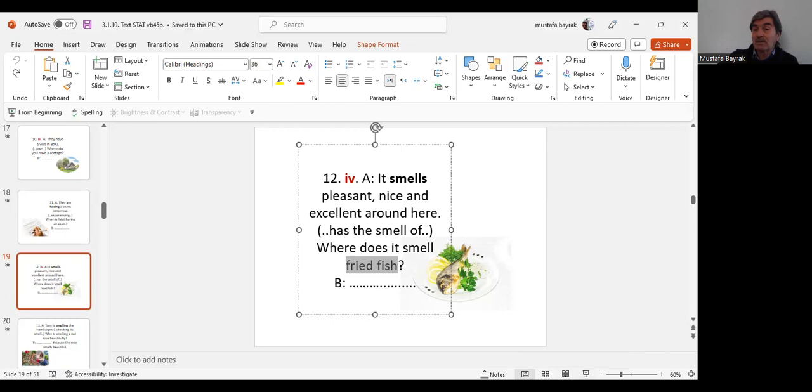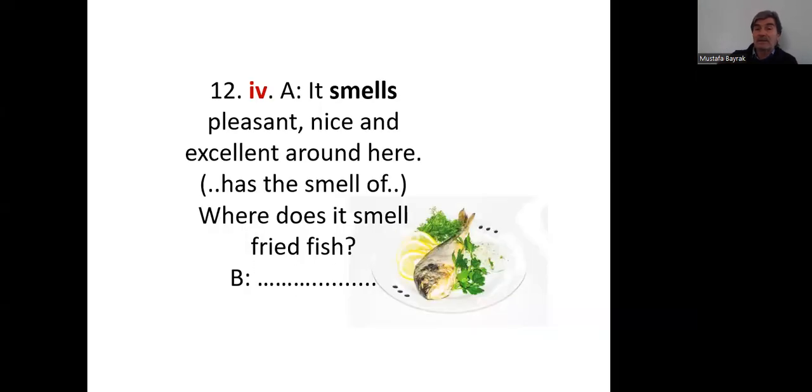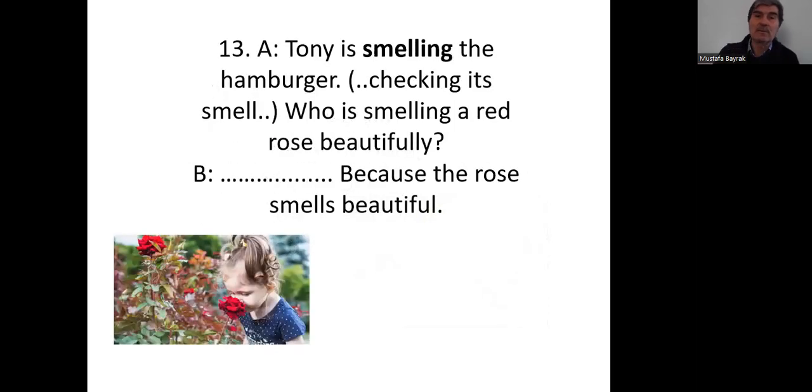But we should know that we use it as an adjective, just like stone wall, for example. Stone is a noun, wall is a noun, but we use stone here as an adjective. Where does it smell fresh? Fried fish. It smells fried fish in that restaurant. Okay, there is no problem.